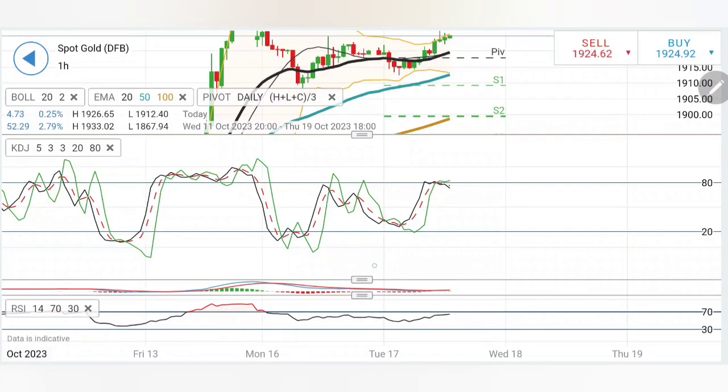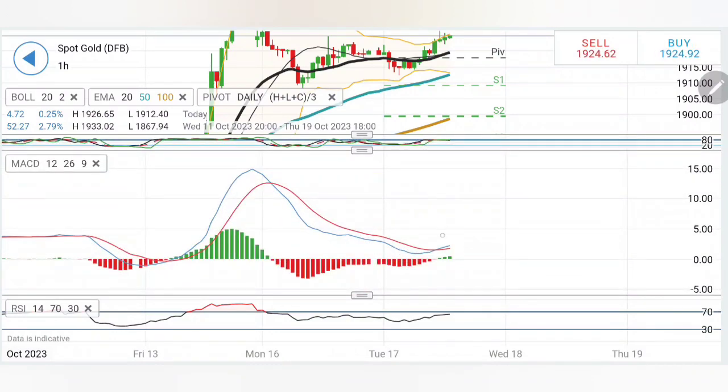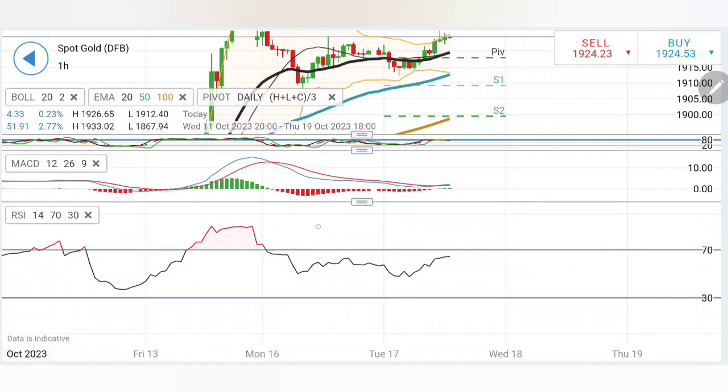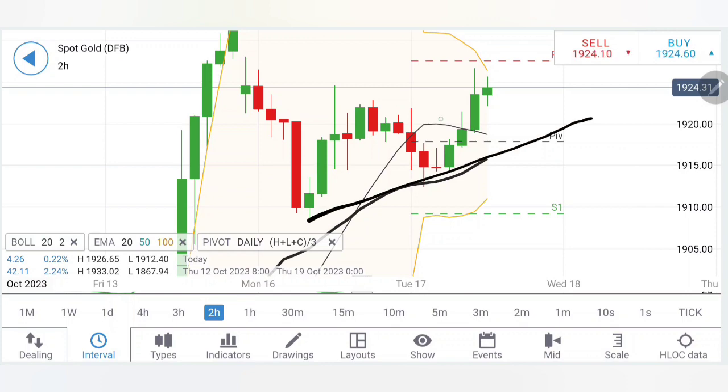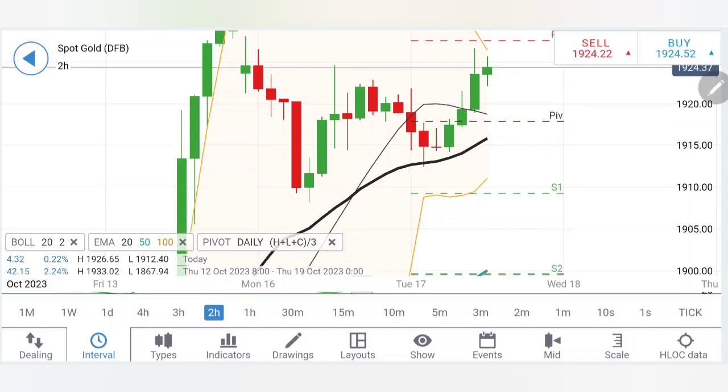If you look at the stochastic, this is overbought. MACD has crossed over for a buying position here, trying to trade with slight divergence. RSI is flat near the top. Likewise, if you look at the 2-hour chart, similar observation: 1914-15 levels again is going to be the selling position below which more bearishness is going to prevail. Also, so far higher lows, higher highs. So this is still retracing.